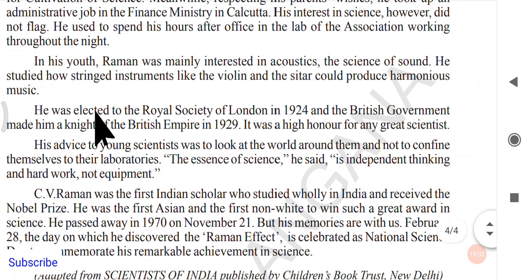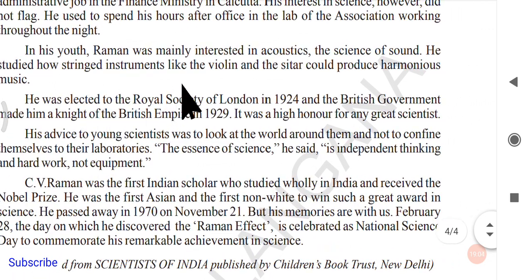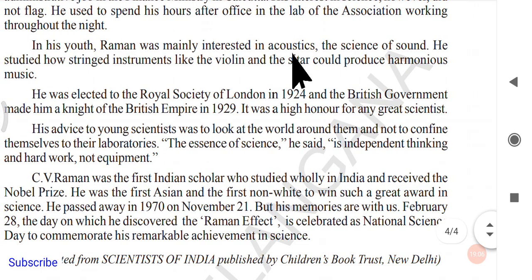In his youth, Raman was mainly interested in acoustics. What is acoustics? The science of sound. Previously you had one more word there. What was that? Optics. What is optics? The study of light. And here, acoustics. What is acoustics? The study of sound. Please write these two terms and two meanings in your running notes.